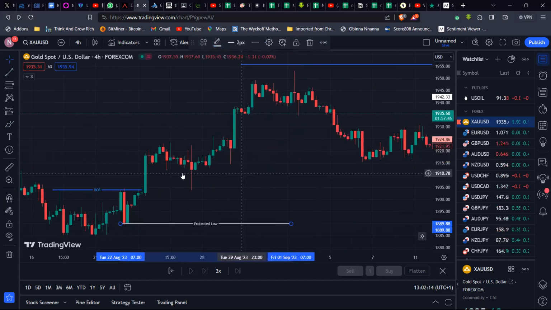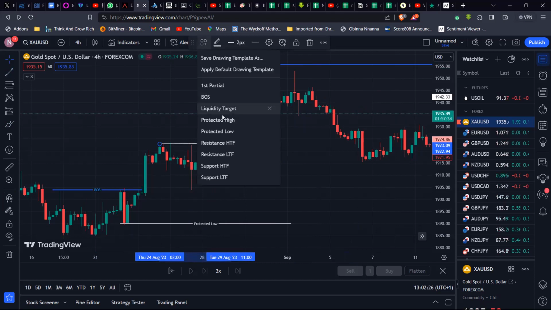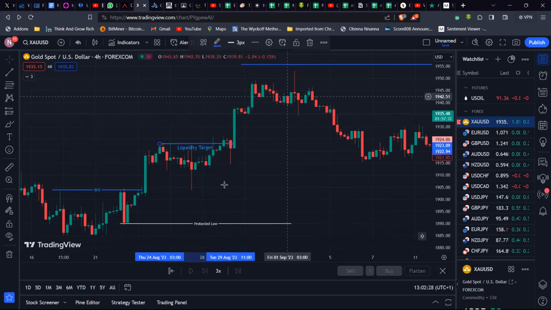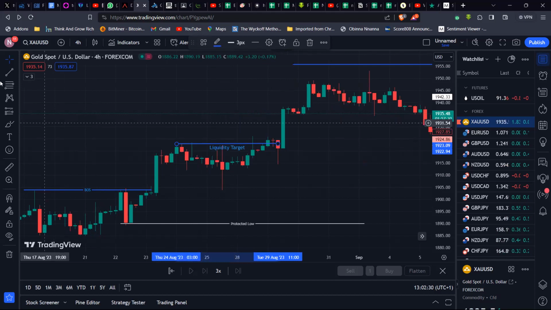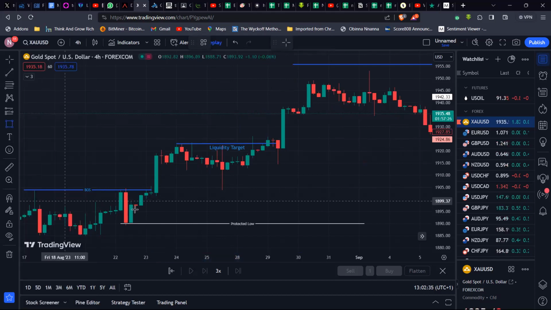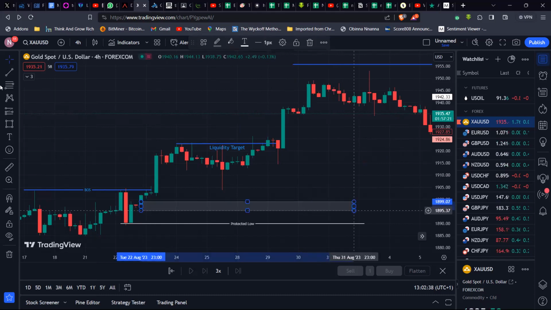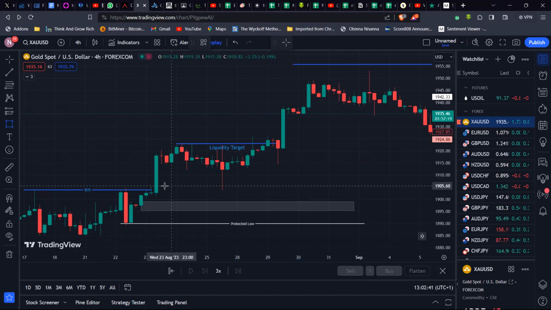And at this point, this was my liquidity targets. So this here was liquidity targets. Let's just call it liquidity targets. Now remember, all of this has not happened. And then I asked myself, where did this move come from? There were two zones that I identified. One was down here, and then the other one was here.